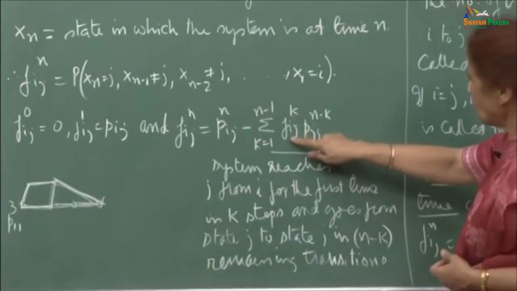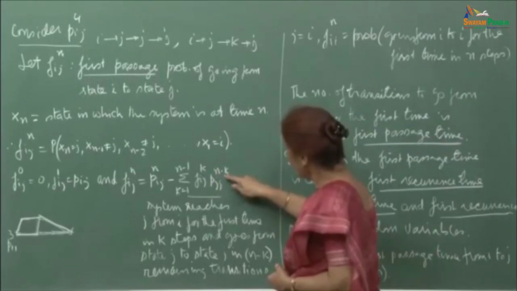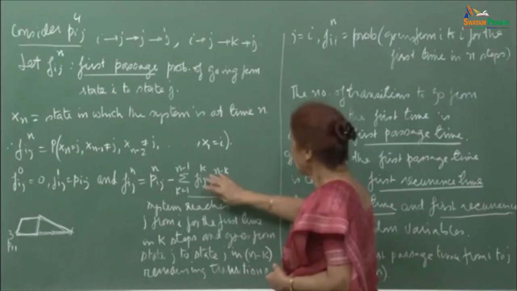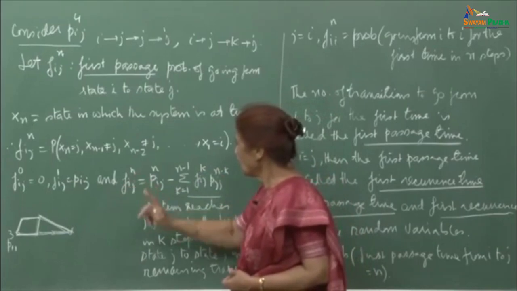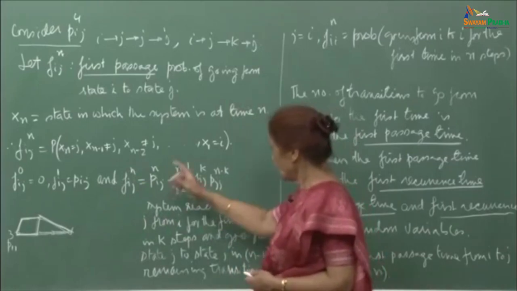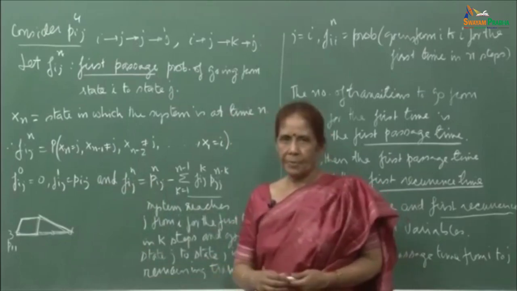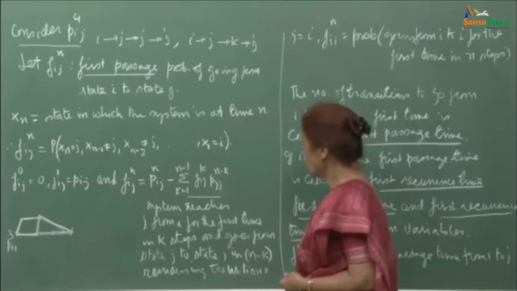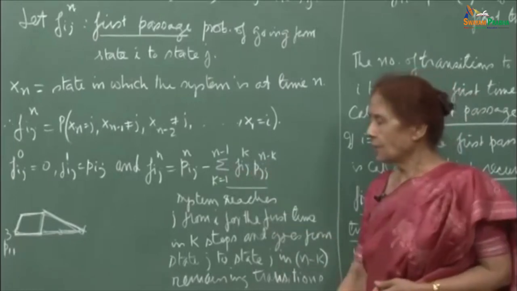So, that means you have visited from i to j in k steps for the first time, and then in the remaining n minus k steps you again from j go to other places or remain in j and then come back to j. So, we subtract all these from Pij^n, then we get the probability of visiting j from i for the first time in n steps. Right. And then we will see a lot of applications and implications of these probabilities. So, this is how we write down the expression for Fij^n.